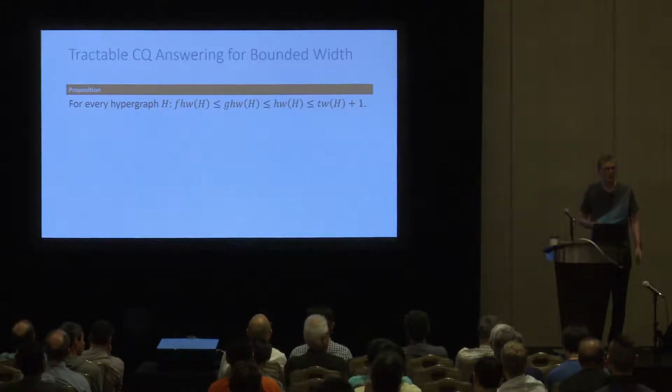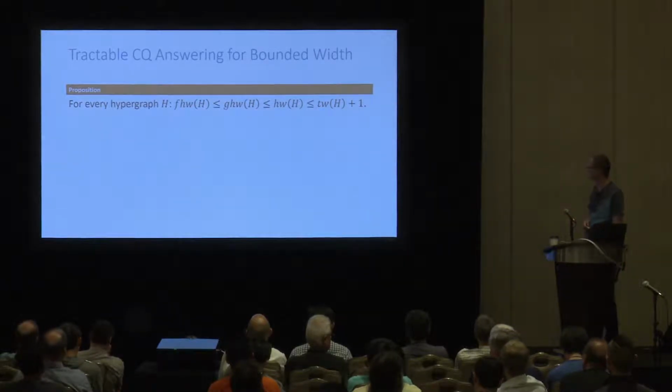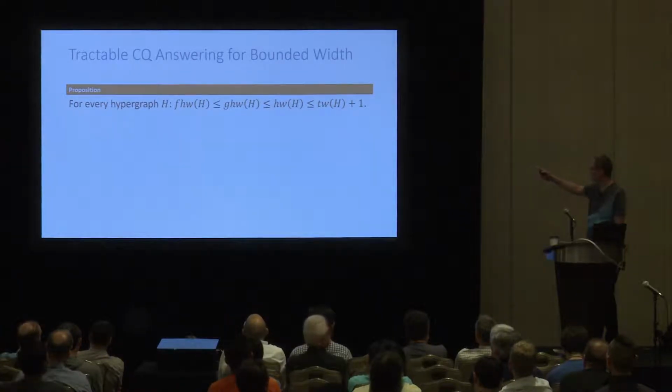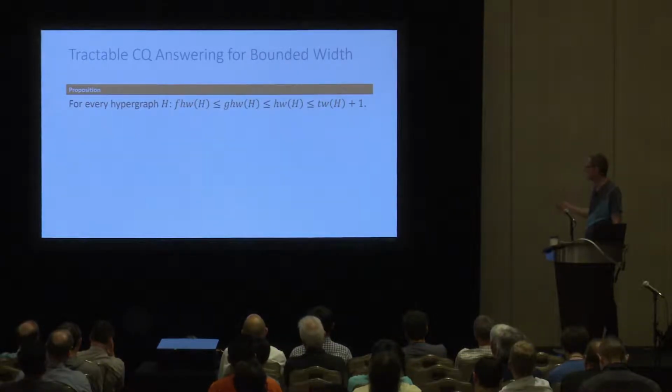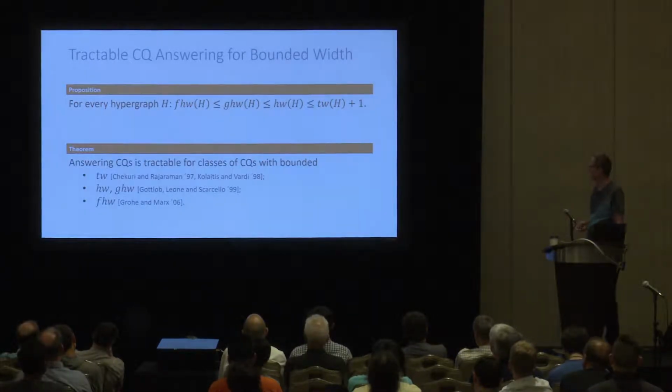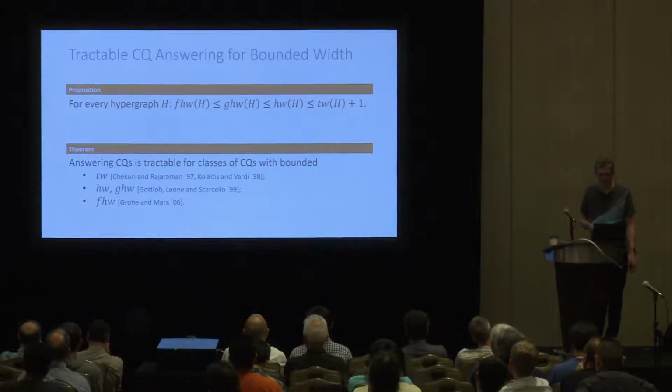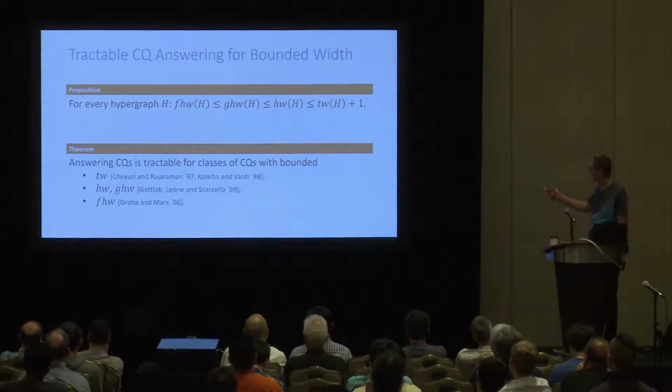By simply looking at the definition of these various notions of width, this sequence of less-than-or-equal relationships for these notions of width for every hypergraph H is immediate. And what's the use of these notions of width? Well, it has been shown that if for a class of conjunctive queries any of these notions of width is bounded by a constant, then conjunctive query evaluation becomes tractable.